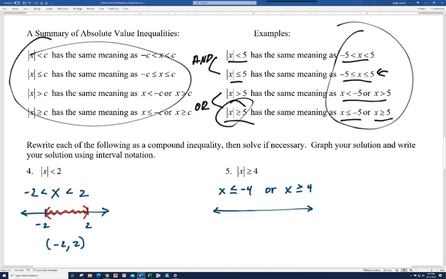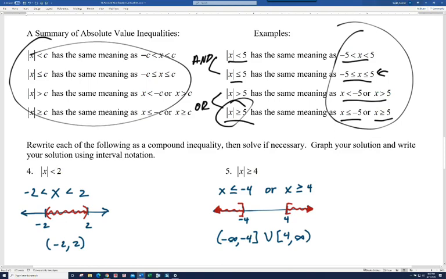And then of course when we graph that, we're going to graph everything less than or equal to -4, so we'll have a bracket on that. It'll be -infinity to -4 with a bracket. And then on the right we'll have from 4 to infinity. So in interval notation, -infinity to -4. Again, we're working left to right. Then we union that with everything from 4 to infinity.